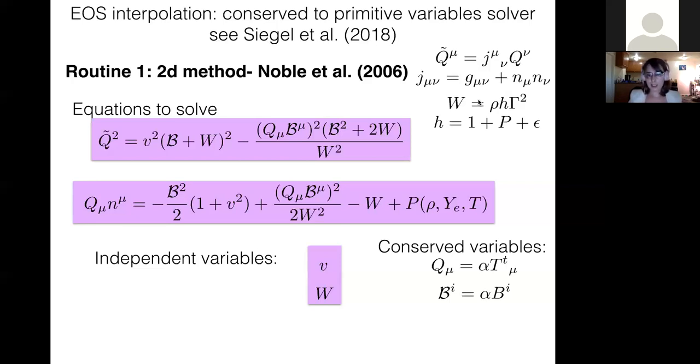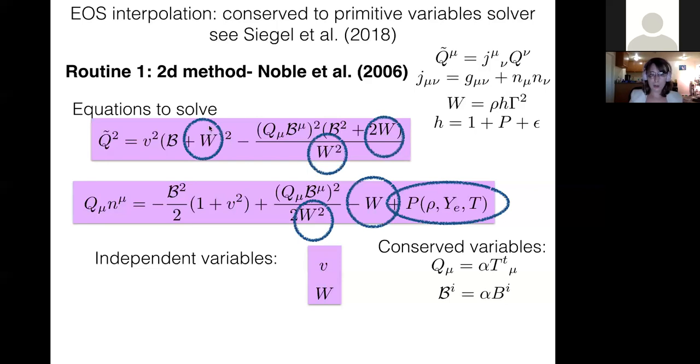And right here, I am circling all the variables where we need to do an equation of state call, because the enthalpy is going to depend on the pressure, and also the pressure itself. We're going to need the pressure as a function of the density, the electron fraction, and the temperature. And that is exactly what the interpolator does. It gets the pressure and every other variable as a function of the density, the electron fraction, and the temperature.